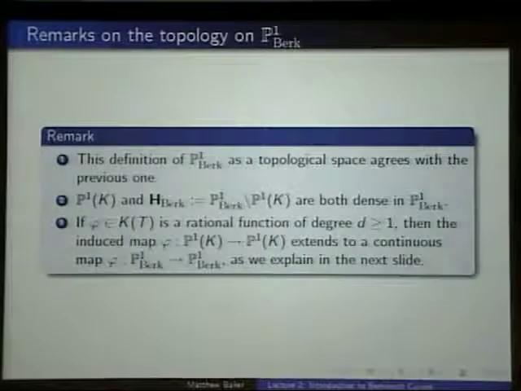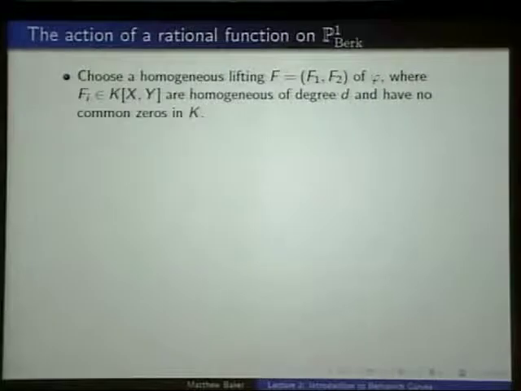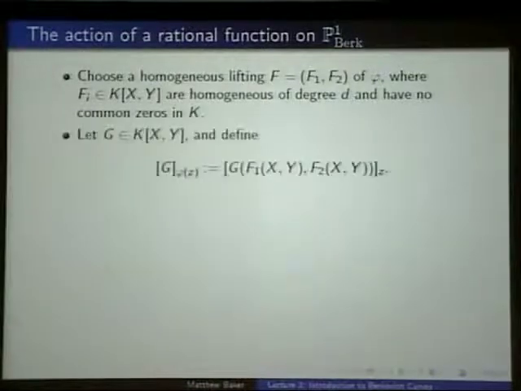And now it's fairly clear that if I have, say, a rational map, a morphism from P1 to P1 defined over k, then the induced map on k-valued points extends to a continuous map on Berkovich space. So how does that work? For example, you write your rational function phi in homogeneous coordinates as f1 of xy over f2 of xy. So you just choose some lifting of the numerator and denominator to homogeneous polynomials.